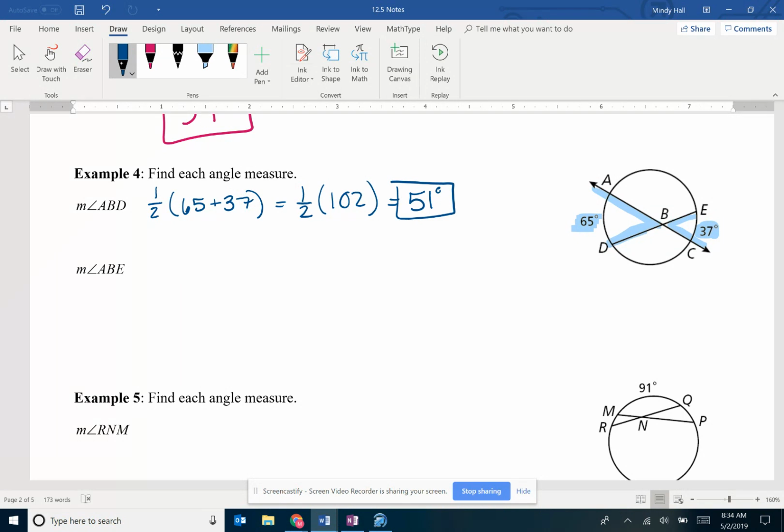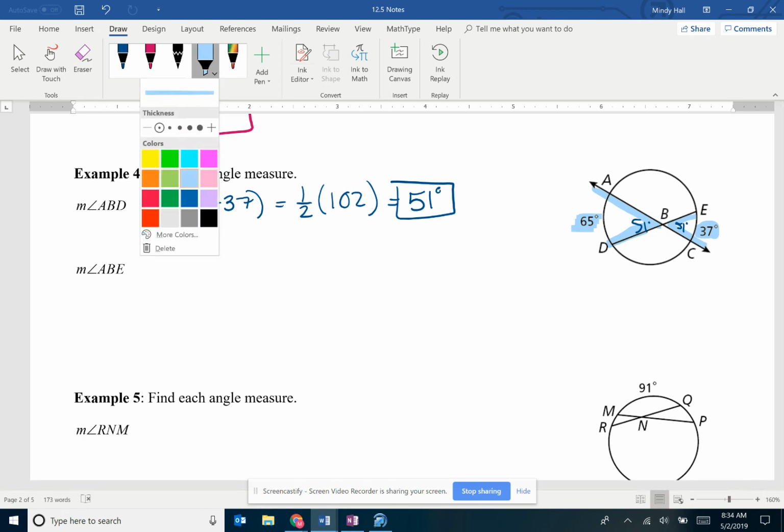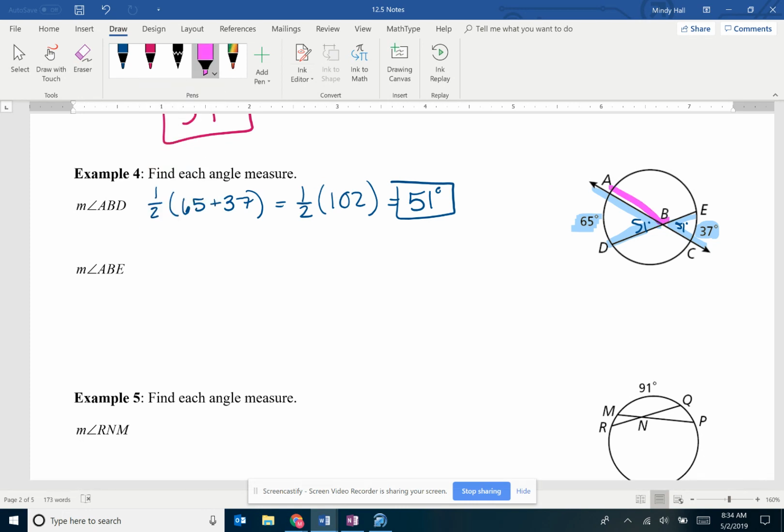Okay, so I know this is 51 now, and this one's also 51. So if I want to know the measure of angle ABE, ABE is A to B to E. So it is, again, supplementary. So we'd have 180 minus 51, which gives us 129 degrees. So again, supplementary angles can be extremely helpful to you in this.